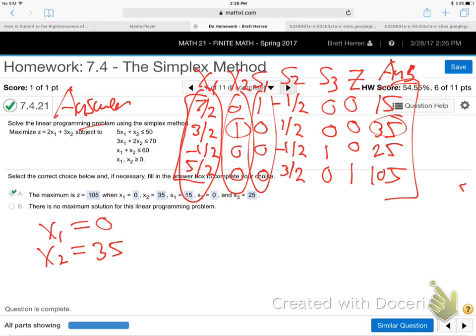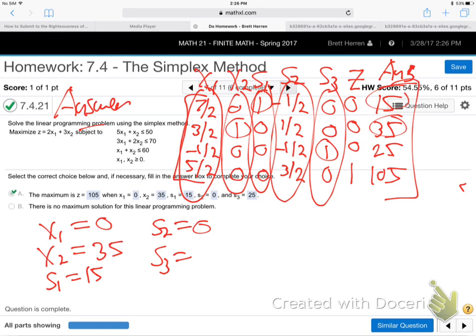And then how about S1? Is he basic? Yes. Is he a single one and all zeros? Yeah. Where's his answer? Top spot, 15. S1 is 15. What about S2? Is he basic? Is he all zeros and a one? Nope. So he's just zero. S3, is he basic? Yes. Where's his answer? Third spot, 25. Just go where the 1 is. The 1 tells you where the answer is. Finally, Z. Z is never basic. Z is at the bottom, 105. There we go. There's our answer.